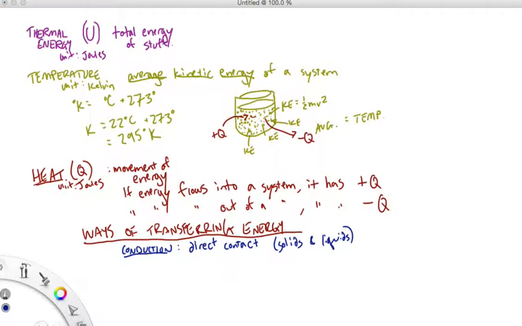Another way of transferring energy is something we call convection. Conduction, convection, these sound similar, but they're very different. Convection is when heat is transferred through the motion of fluid. It's through the motion of fluid.